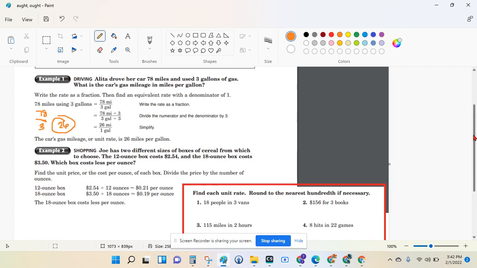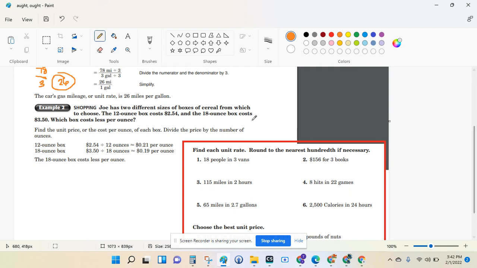Alright, now we have a situation where Joe is looking at 2 different boxes of cereal. One is a 12-ounce box, which is $2.54, and the other is an 18-ounce box, which is $3.50. So, will it save Joe money if he buys the 18-ounce box? Is that a better deal than the 12-ounce? Well, the way you find that out is you're going to put this into a ratio.